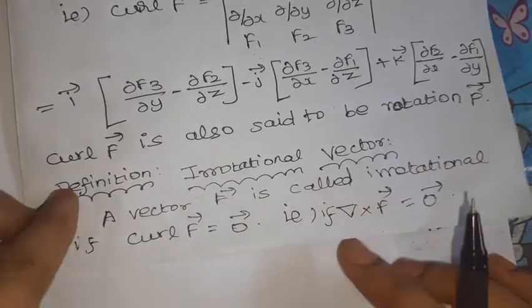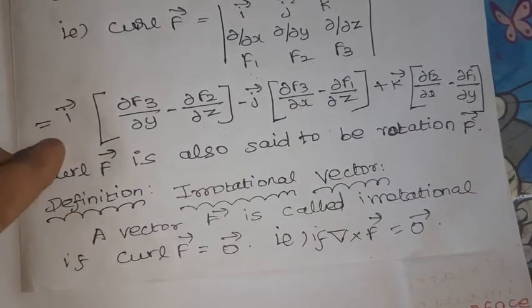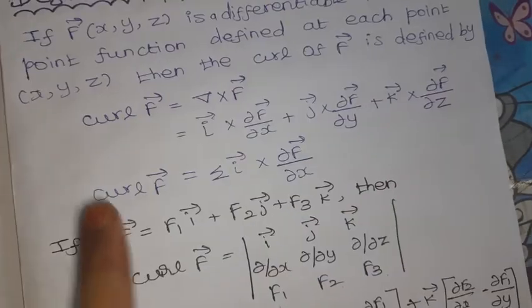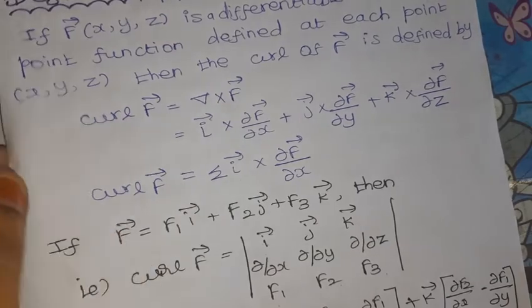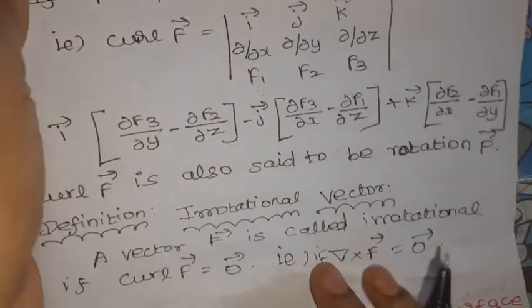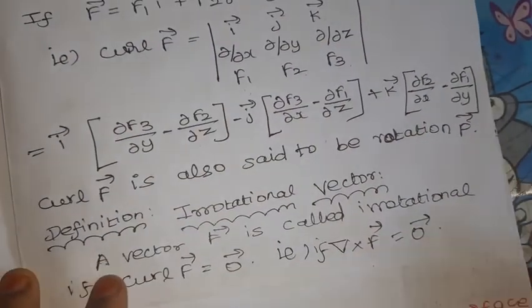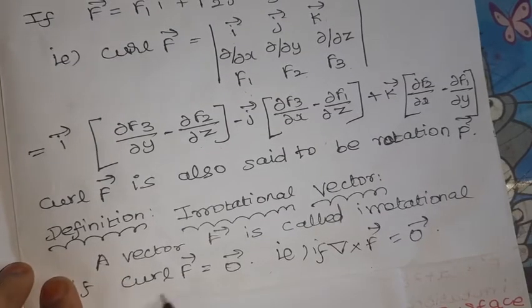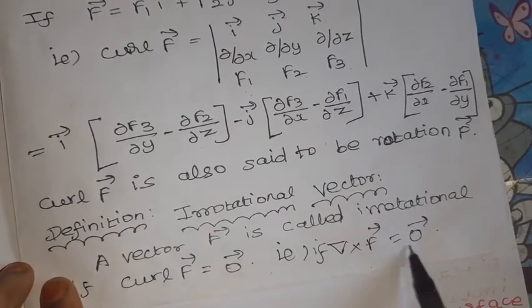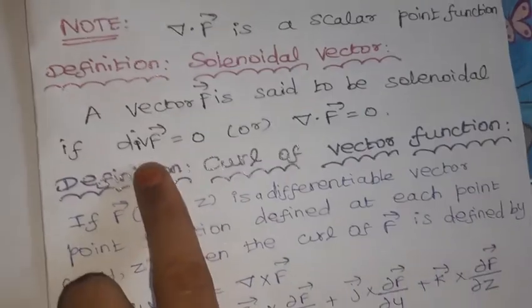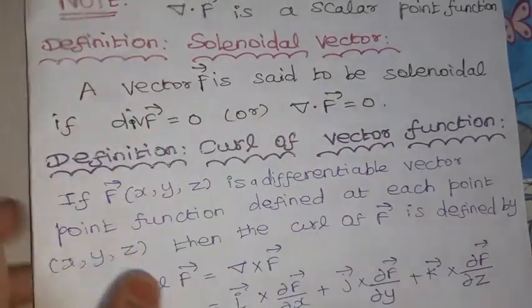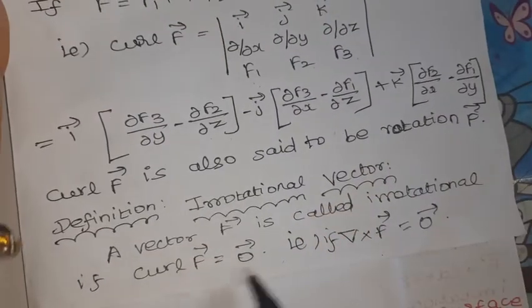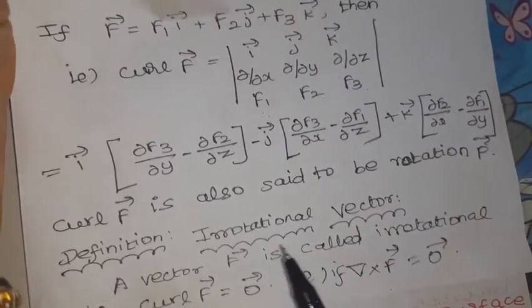Then the definition of an irrotational vector. Curl of a function is del cross f, and curl is also called rotation. Irrotational means del cross f equal to 0, or curl f equal to 0. Whenever curl f equals 0, it is called an irrotational vector. Whenever the divergence of f is equal to 0, it is said to be solenoidal.